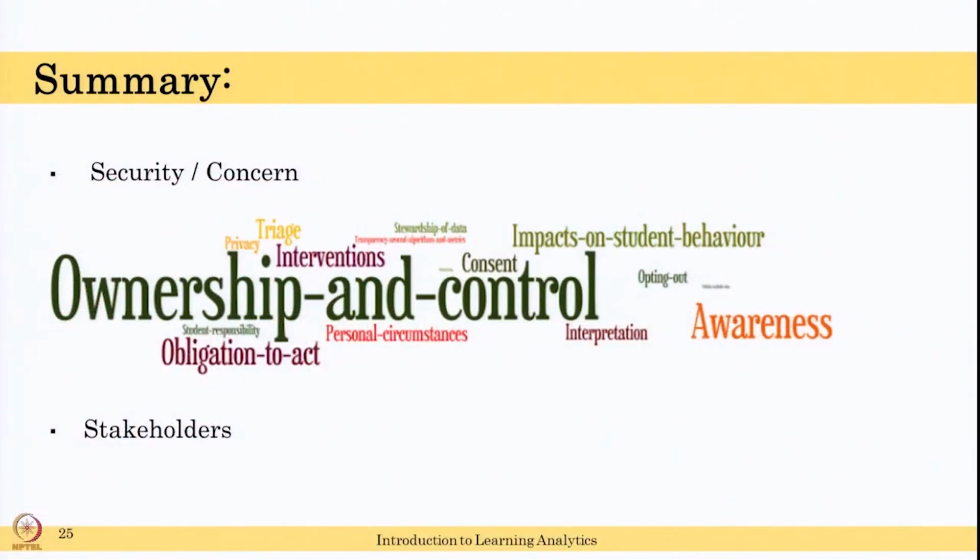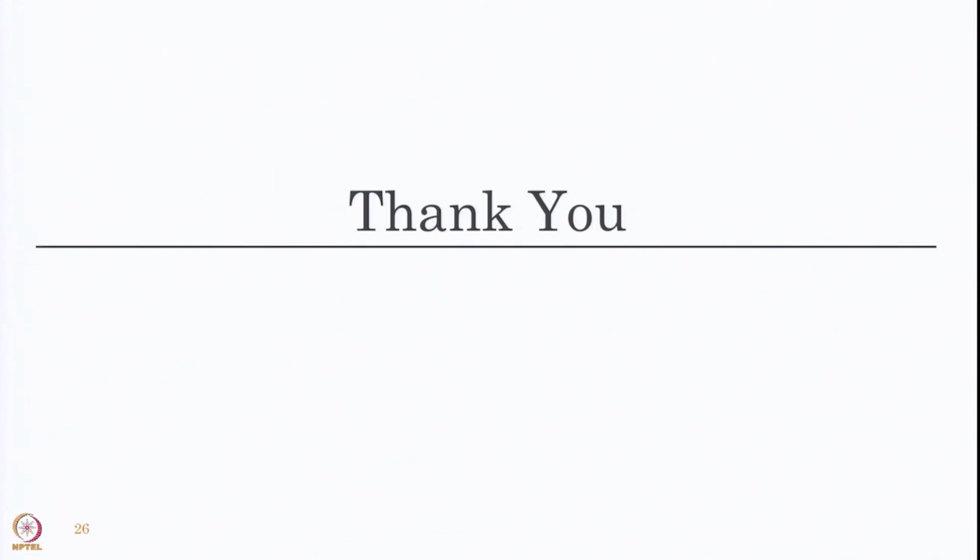So, in summary, this is from the LAK 2016 paper. They talked about a word cloud of all this content in ethics and privacy. They said ownership and control is more important. Who has ownership of the data, who has control of the data, that is secured, and the learner has the ownership and control of their own data. Thank you.